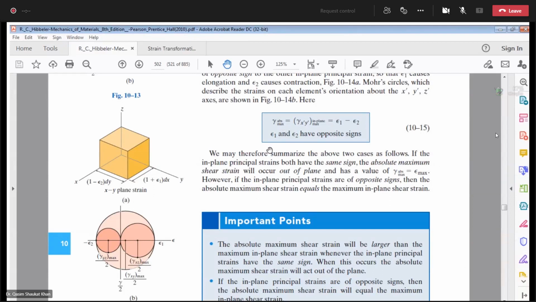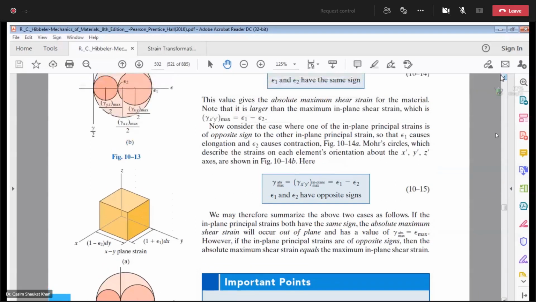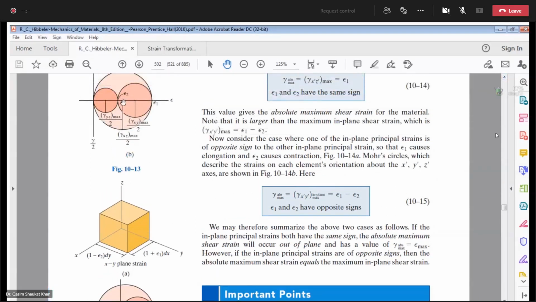So we may therefore summarize the above two cases. If the in-plane principal strains both have the same sign, this is case one. Both the principal strains have the same sign. The absolute maximum shear strain is this one, which is the xz plane, and the maximum in-plane shear strain is this one, xy.